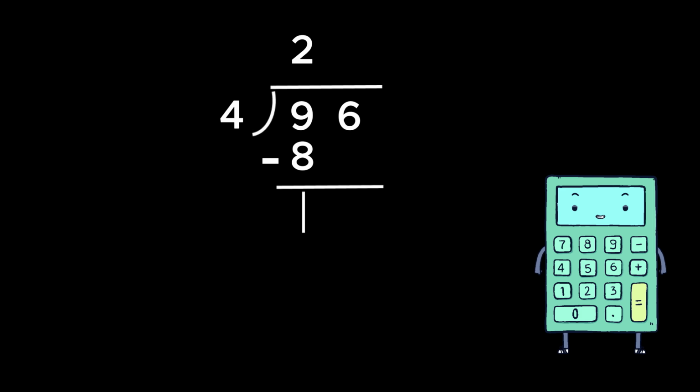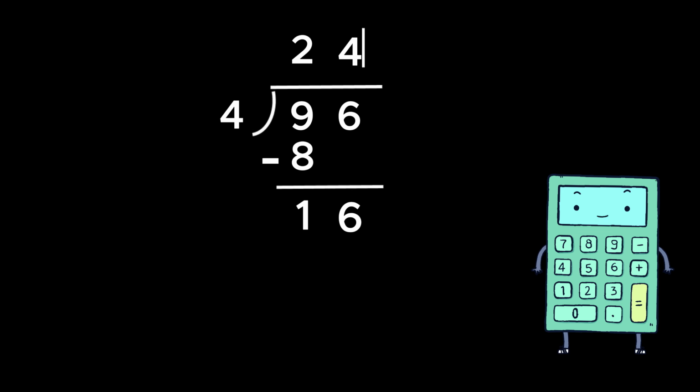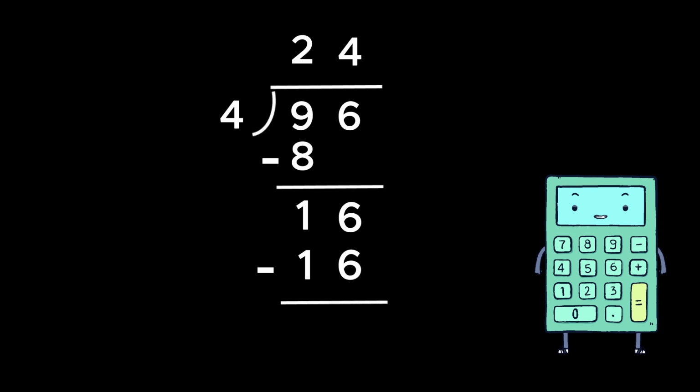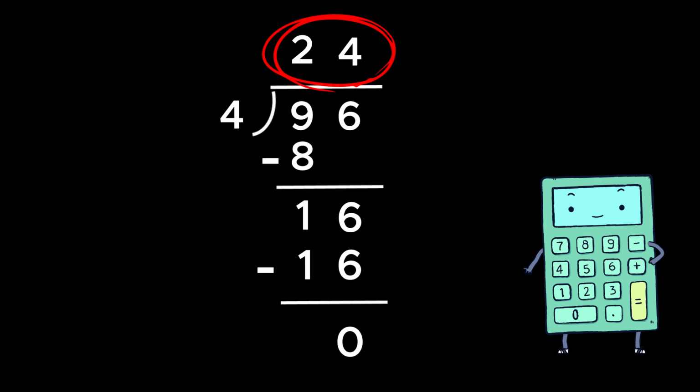Subtract. 9 minus 8 equals 1. Bring down the next number, the 6, to make 16. Ask, how many times does 4 go into 16? 4 times. Therefore, 4 times 4 equals 16. Write the 4 above the 6. Subtract. 16 minus 16 equals 0. There's nothing left to bring down, so the answer is 24.